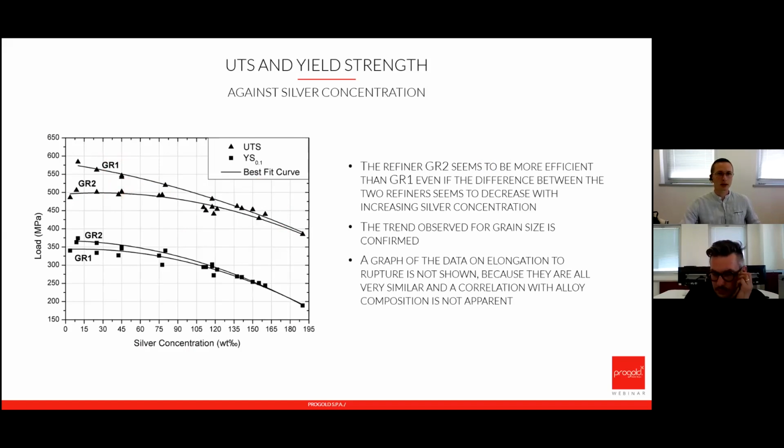So the trend observed for the grain size is confirmed, in the sense that we saw before that grain size is increased for higher silver concentration, and this is according to this trend of the UTS and yield strength. In this case, grain refiner number 2 seems to be more efficient than grain refiner number 1. It must be noticed that the difference between the two grain refiners is lowering while increasing the silver concentration.